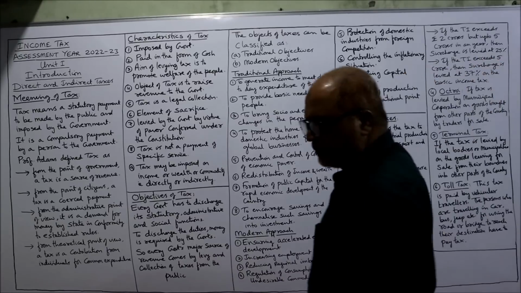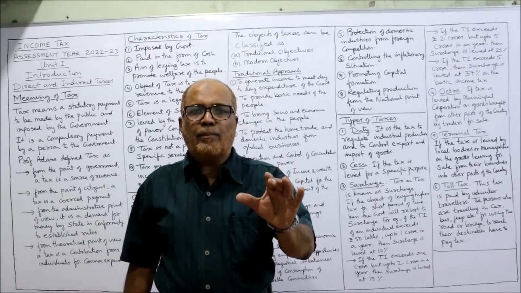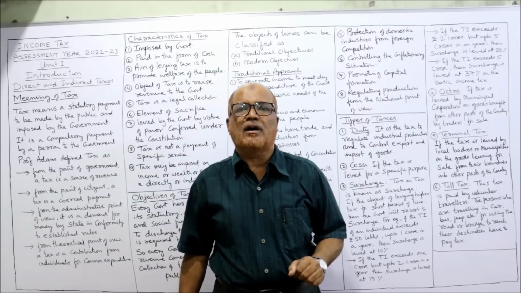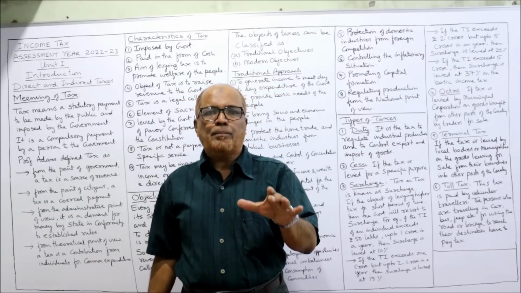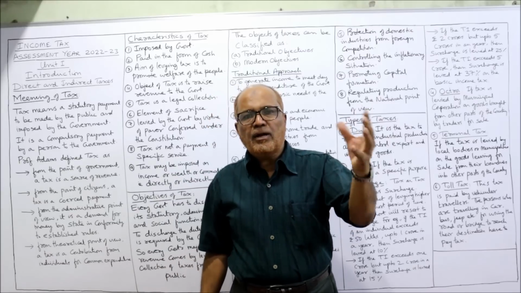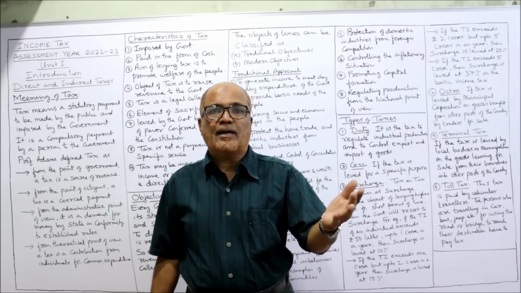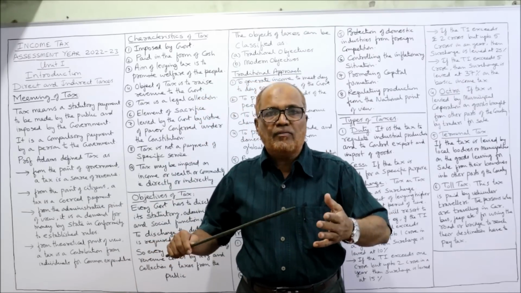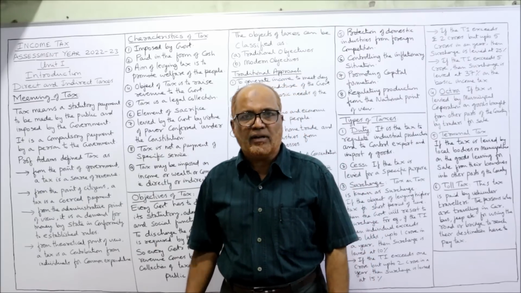Now, first of all, meaning of tax. A tax is a compulsory contribution made by the people of the country to the government. It's a statutory payment. The government will impose the tax on the people. The people have to pay the tax, and from that money, the government will spend the money on the common purpose for everyone.